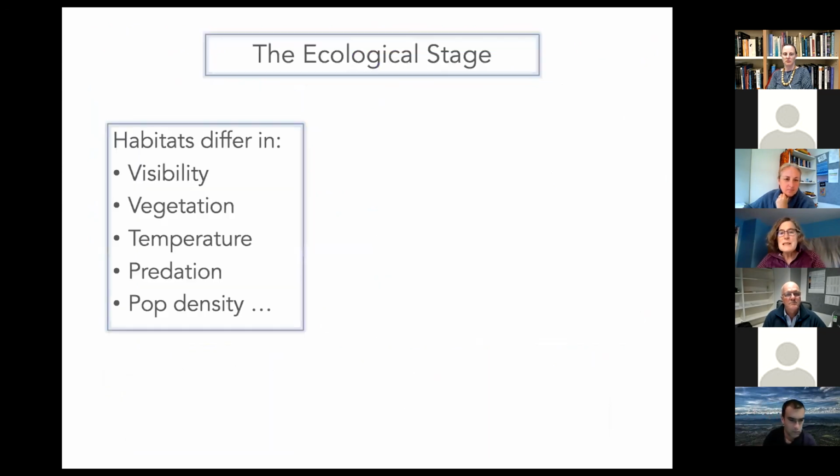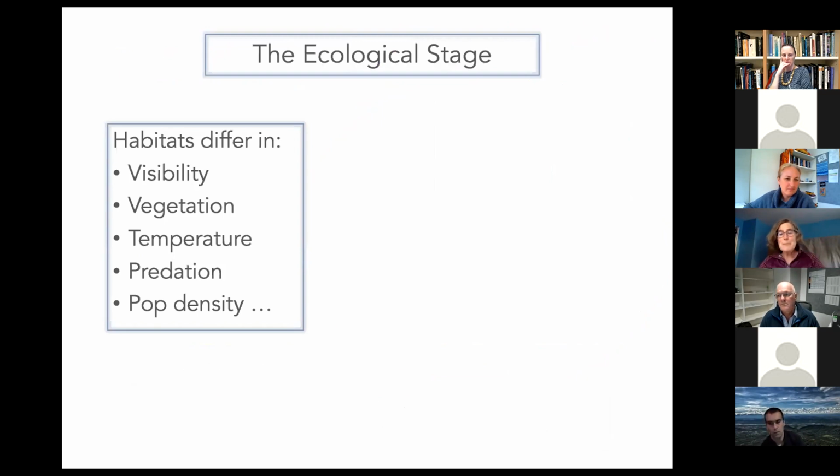And so the idea comes out of sort of an analogy that I actually developed when Megan was in my lab. And so I call this the ecological stage. And again, it's born out of observations by myself and many, many scientists from around the world that show that habitats where mating occurs differ in all kinds of ways. They differ in visibility, they differ in the presence of vegetation, temperature, predation risk, population density. I could go on and on.